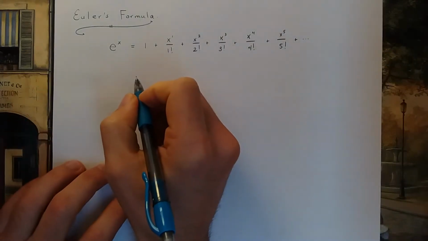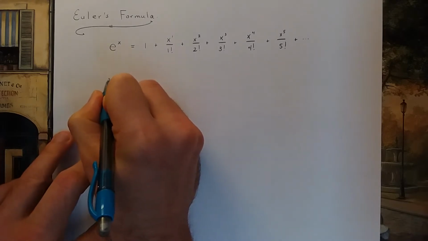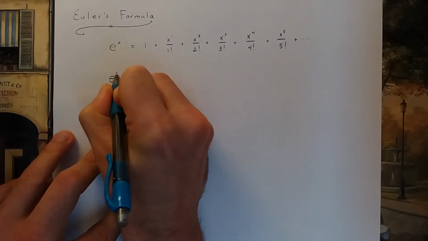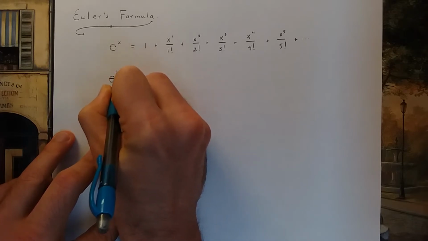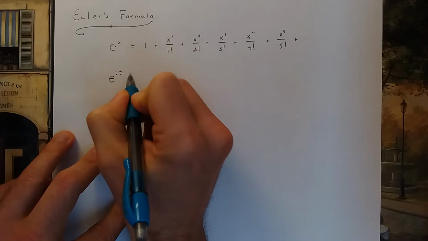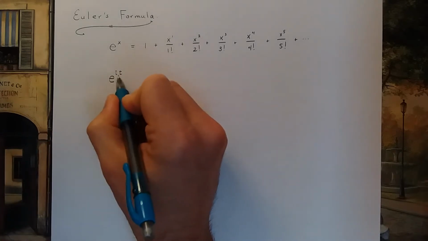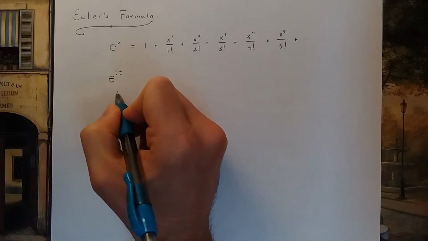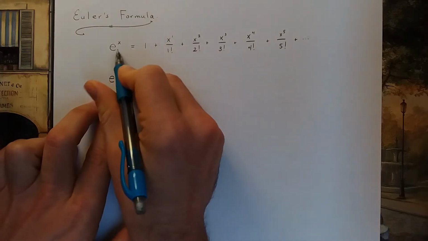So Euler's formula has to do with complex numbers. So what would happen if I plugged in i times t for x? So i is the complex number, the square root of -1, so i squared is -1. So I'm going to put that in wherever I see an x.